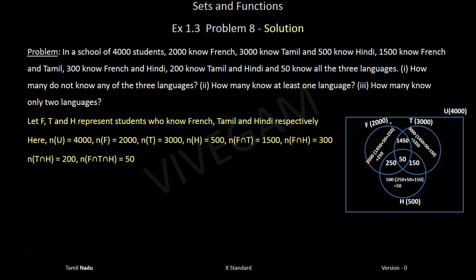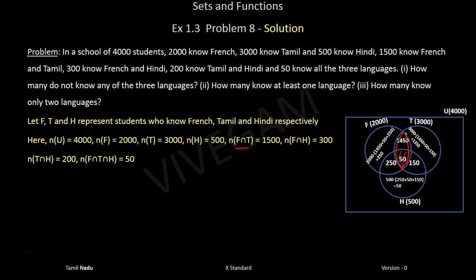That'll be more useful. Anyway, this circle represents French, this circle represents Tamil, this represents Hindi speaking students. So we know N of F is 2000, N of T is 3000, and N of H is 500. Now the first thing we'll fill is the portion which is F intersection T intersection H, which is this portion. Am I right? So first fill up this, that is 50. Now take the next thing, F intersection T, the number of students who know French and Tamil. French and Tamil is this area, right?